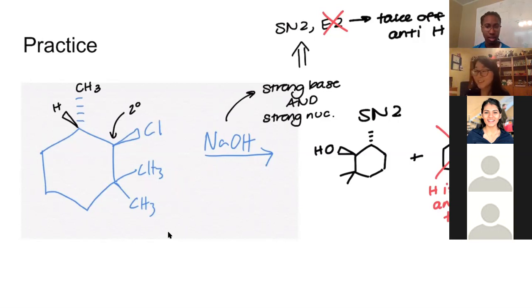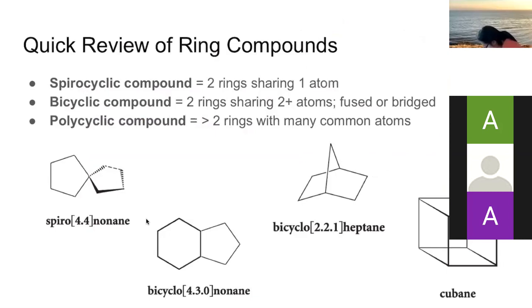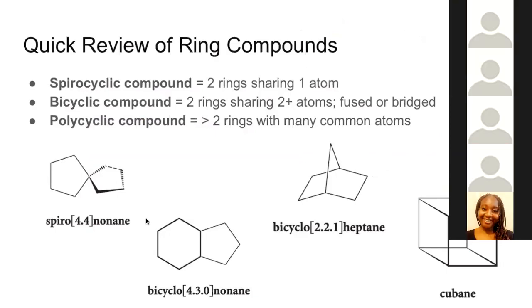Okay, so now we're going to be talking a little bit about ring compounds. This should be review, I believe, but if it's not, don't worry about it because it's not that big of a deal. If you remember, spirocyclic compounds are when you have a ring compound with two rings and they share one atom. For example, you have this guy, spiro[4.4]nonane. You're going to see right here, that's where they share a carbon.